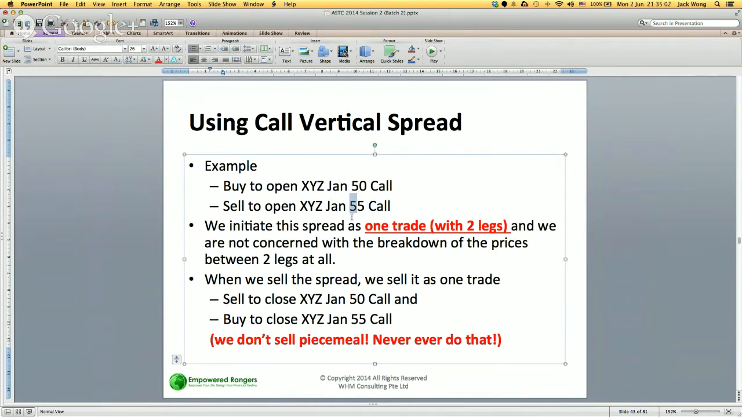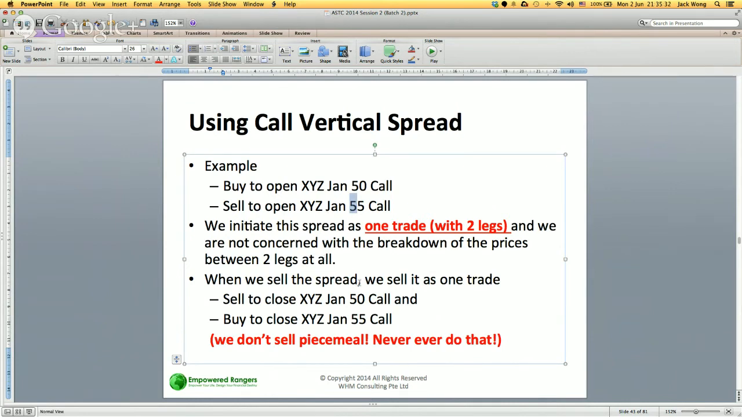You will initiate this spread as one trade with 2 legs. In session 4, you will see we initiate one spread as one trade with 4 legs. Okay? In session 4, we have a 4 legs trade. Session 2, session 3, we have 2 legs trade. Okay? So we are not concerned how much we buy the option, how much we sell the option. In other words, I don't care about the breakdown of the prices between the 2 legs at all.